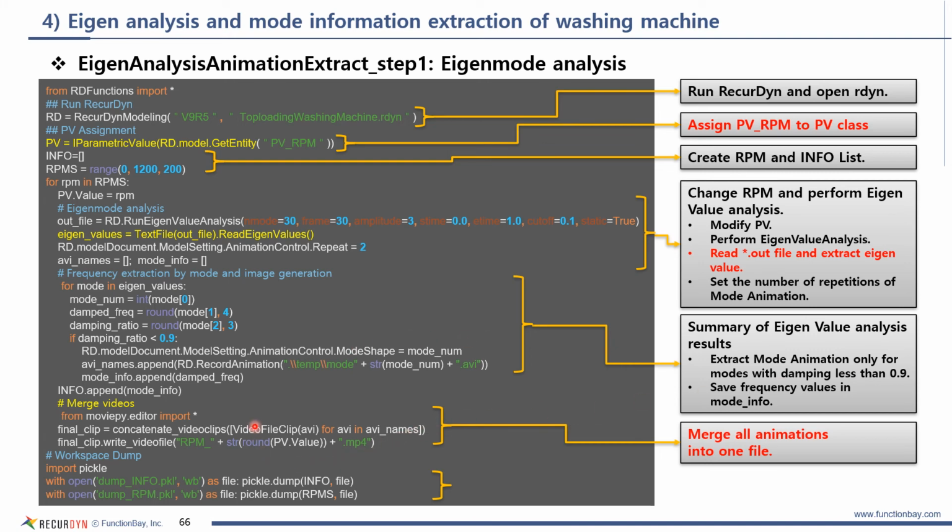Mode shape animation is also extracted for each mode, and these animations can be merged into one video file using the MoviePy module of Python. You can see all the mode shape animations in this one video file. Lastly, the frequency information generated by using Python is saved as a dump file using the pickle module. It is used for debugging.